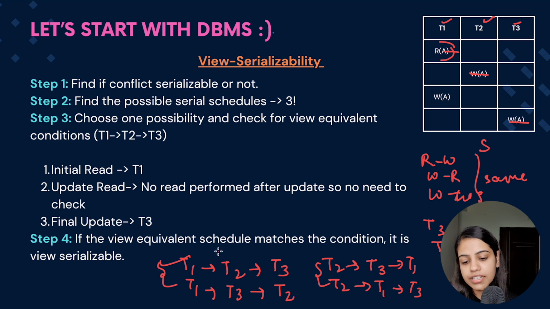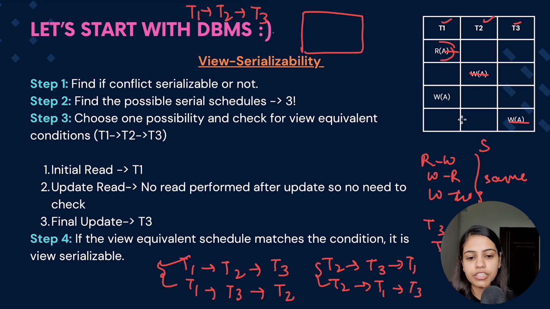Let's pick up this particular serial execution, and then we will see if the view equivalent schedule formed with this serial execution, that is T1 goes to T2 goes to T3, is equivalent to this particular schedule S. So this would be S dash. There would be T1, T2 and T3. Now we want a serial execution, so first all the operations of T1 would be completed, that is read of A and then write of A. Now coming to T2, there is only a write of A. Now coming to T3, there is a write of A.